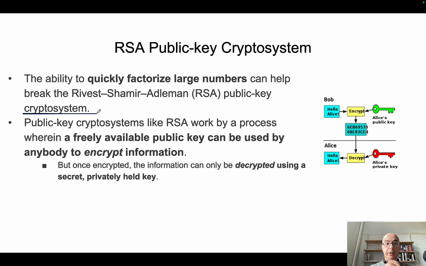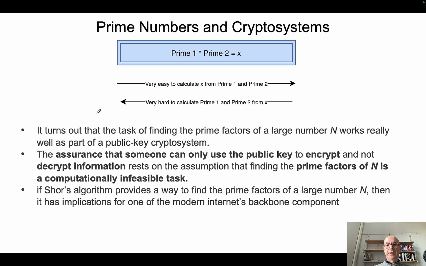also on the internet. Public key cryptosystems like RSA work by a process wherein a freely available public key can be used by anybody to encrypt information. But once it is encrypted, the information can only be decrypted using a secret, privately held key. It turns out that the task of finding the prime factors of a large number n works well as part of a public key cryptosystem.